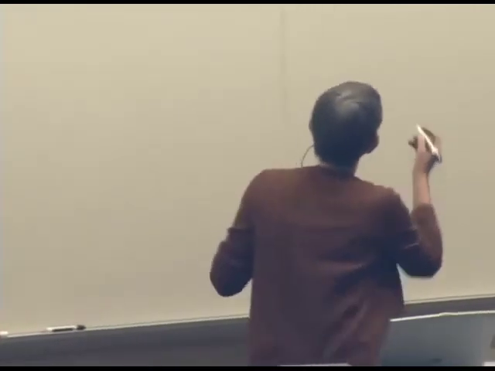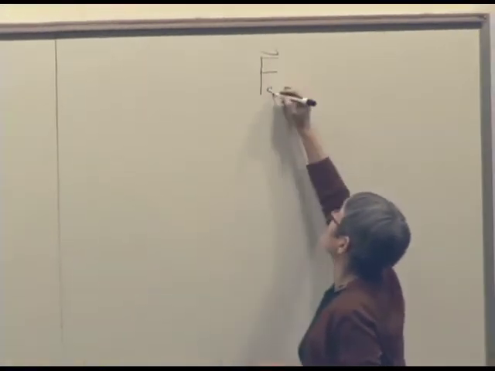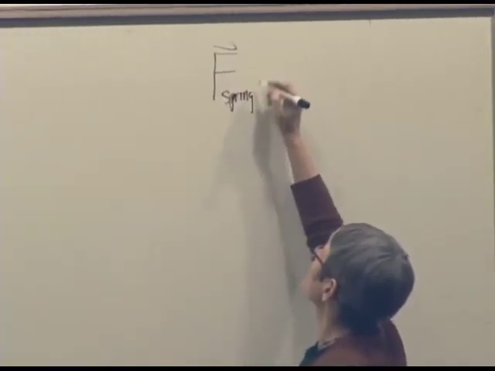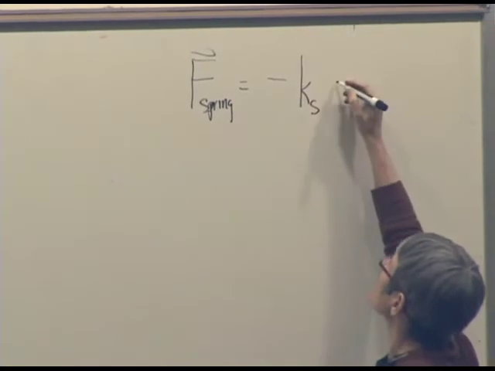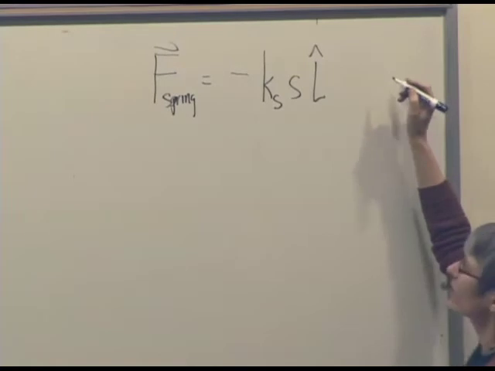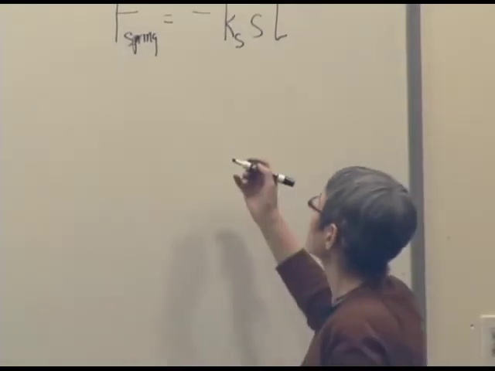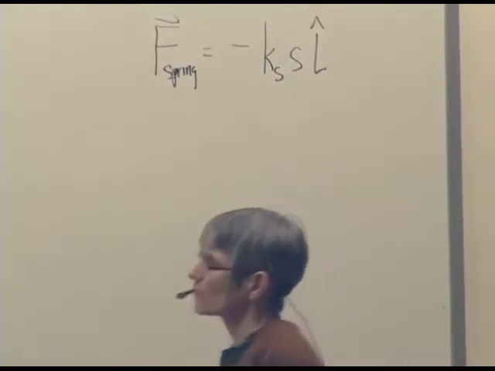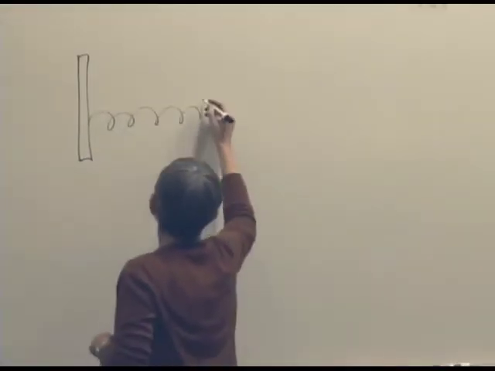We've been writing, so let's write this. Let's remind ourselves about the spring force. A force exerted by a spring is minus k sub s times the stretch in the L hat direction, where L hat is a vector that points from the fixed end to the movable end. We're going to consider, for simplicity, horizontal mass spring systems.